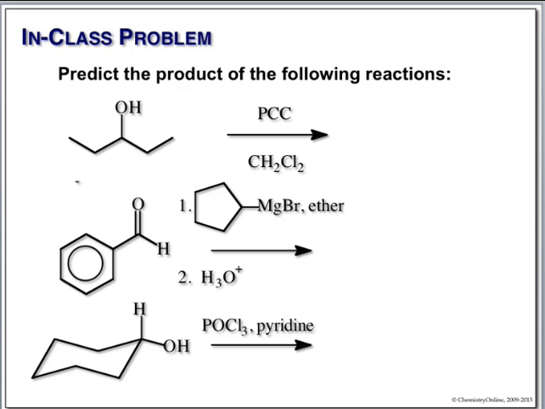PCC, that's a nice mild oxidizing agent. If we had a primary alcohol, we will make an aldehyde. This is a secondary, so we're simply going to convert this into the ketone.